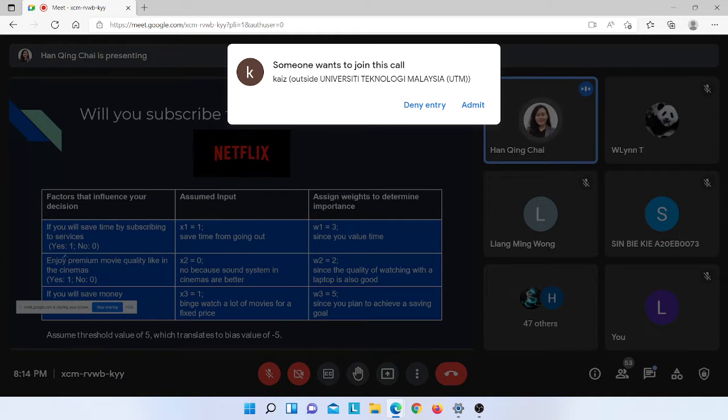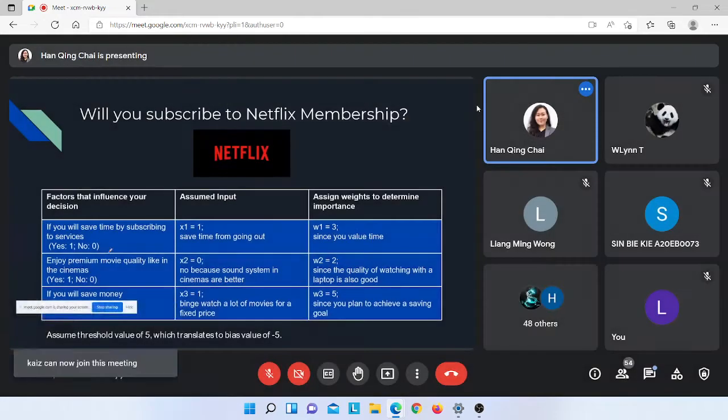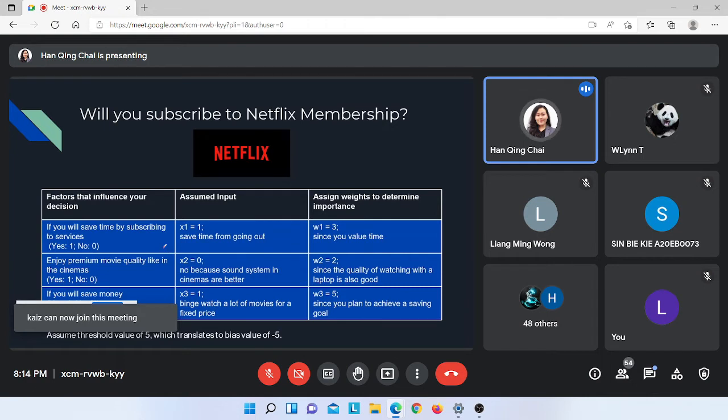For this part, we are going to use binary values for simplicity. Of course, if you learn deeper into the topic, there are sigmoid neurons representing values from negative infinity to positive infinity. But for simplicity, we're going to say yes equals a value of 1 and no equals a value of 0. So for example, you are the user. Will you save time by subscribing to the service? Maybe you say yes, because you save time from driving out to the cinemas and going through all those roads. So you save some time.